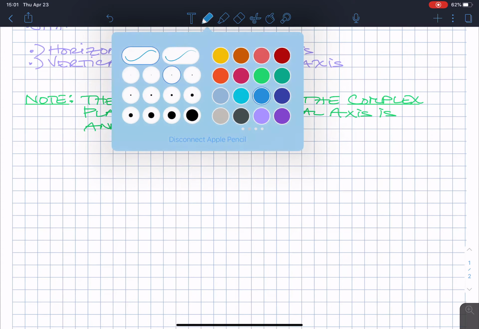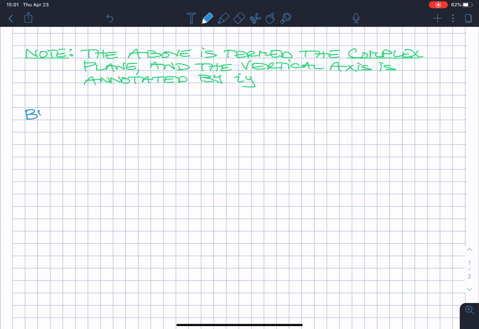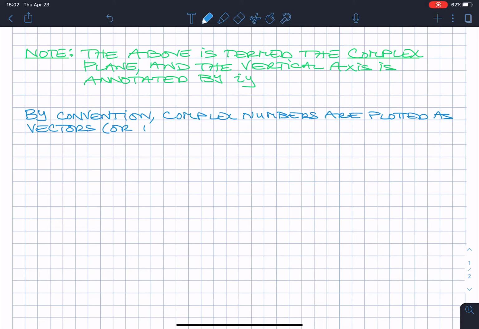Okay, so by convention, this is just what we do, complex numbers are plotted as vectors or directed line segments from the origin.